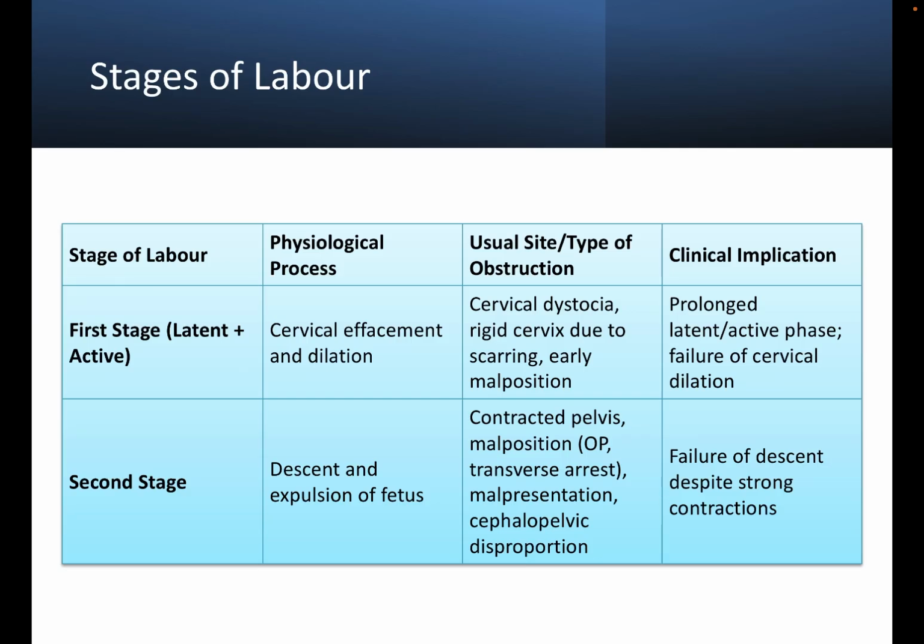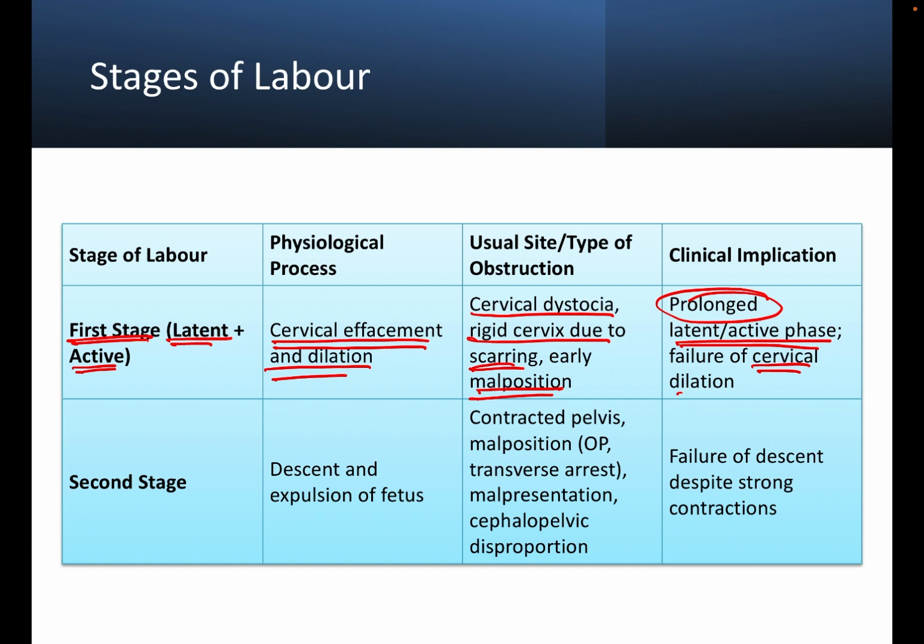So, what are the stages of labor? The first stage, which is latent and active, is a physiological process wherein there will be cervical effacement and dilatation. The usual problem for the obstruction is cervical dystocia, rigid cervix due to scarring or early malpositioning. So the clinical implication will be prolonged latent or active phase resulting in failure of dilatation.